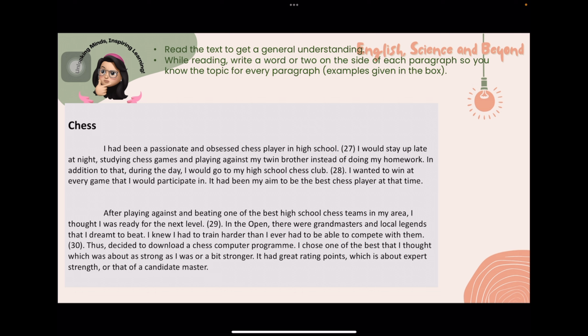I had been a passionate and obsessed chess player in high school. Blank. I would stay up at night studying chess games and playing against my twin brother instead of doing my homework. In addition to that, during the day, I would go to my high school chess club. Blank. I wanted to play at every game that I would participate in. It had been my aim to be the best chess player at the time. So this paragraph is all about passion for chess and desire to be the best.